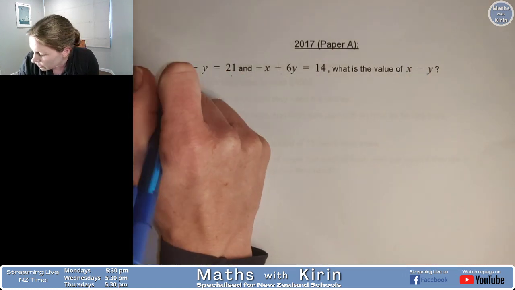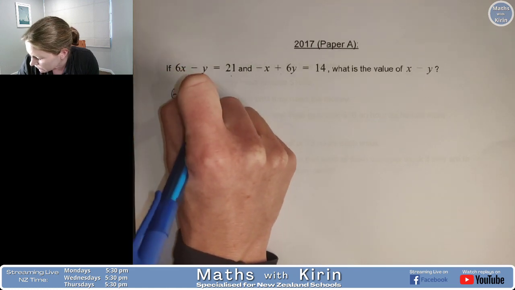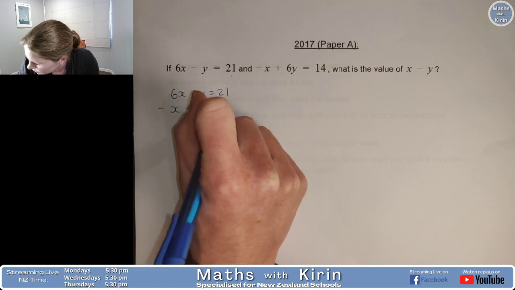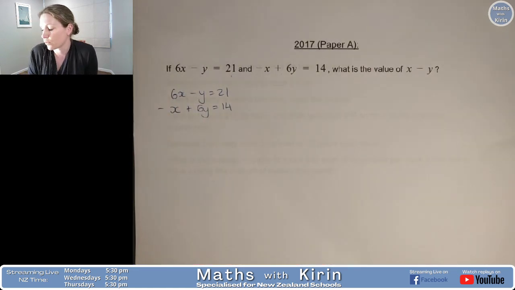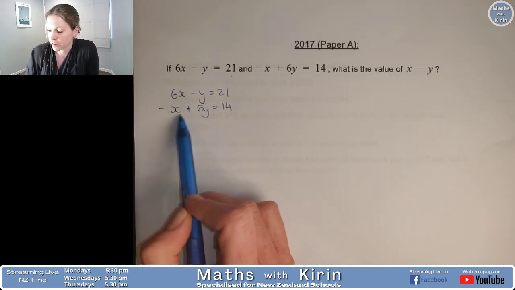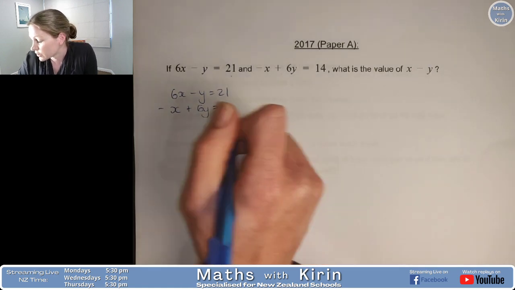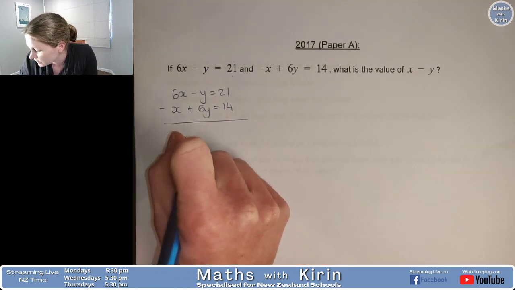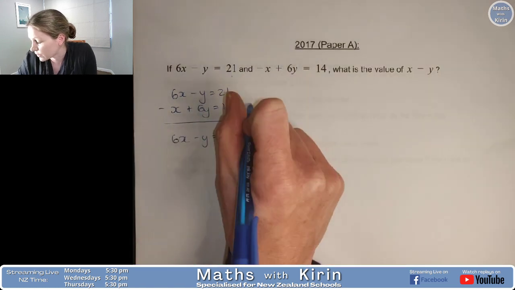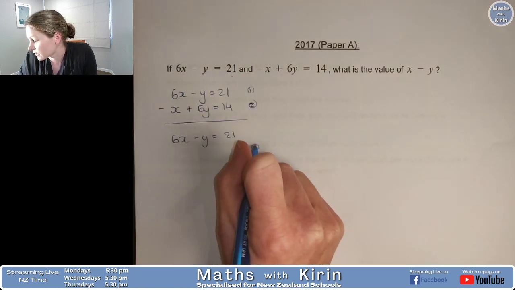So if we write out our two equations as we have them, 6x minus y equals 21 and negative x plus 6y equals 14. Okay, so at the moment we don't have any coefficients the same for either x or y. So we're going to change that. And so I'm going to multiply the second equation by 6. So I'm going to eliminate the x terms first. So equation 1 stays the same, 6x minus y equals 21. And then I'm going to multiply the second equation by 6.